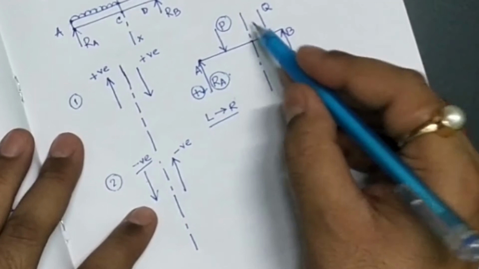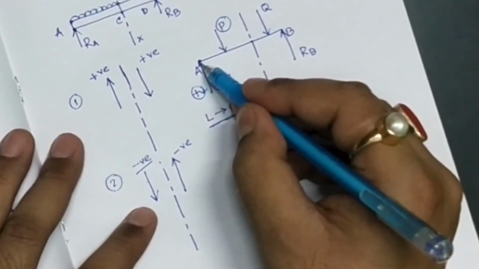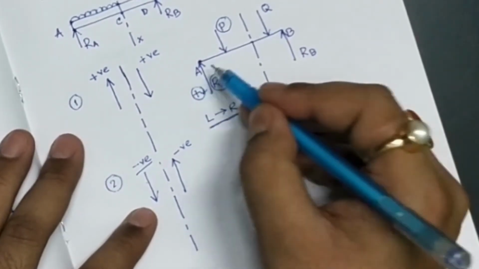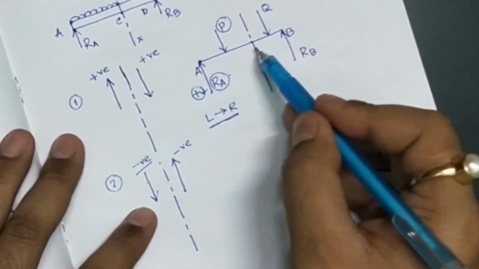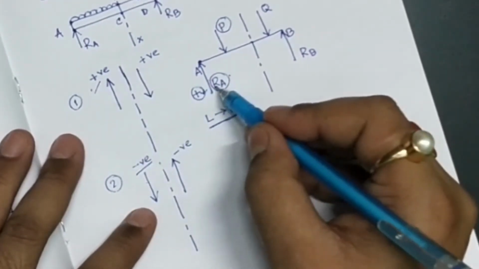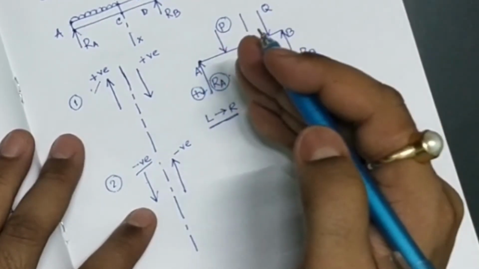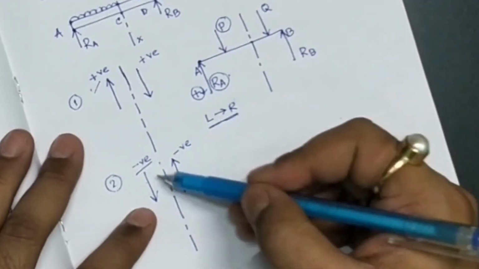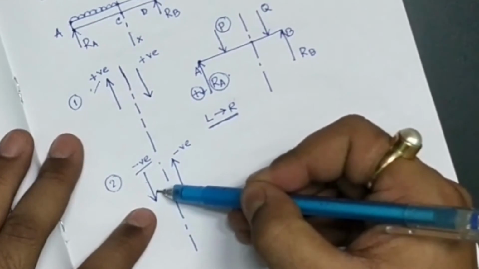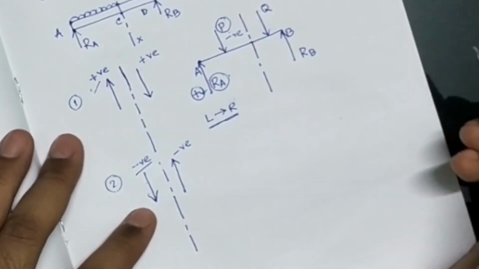So for this condition, if we are moving from left to right, then RA force is an upward force, therefore this force is towards the left of the section, that has to be taken positive, right? So RA is positive. P force is also to the left hand side of the section, and if the force is in the downward direction, that has to be taken negative, right?